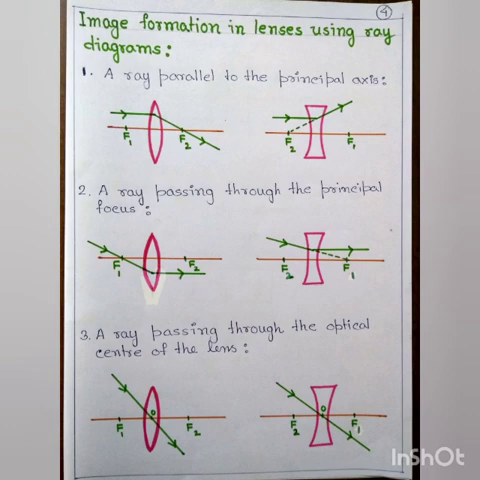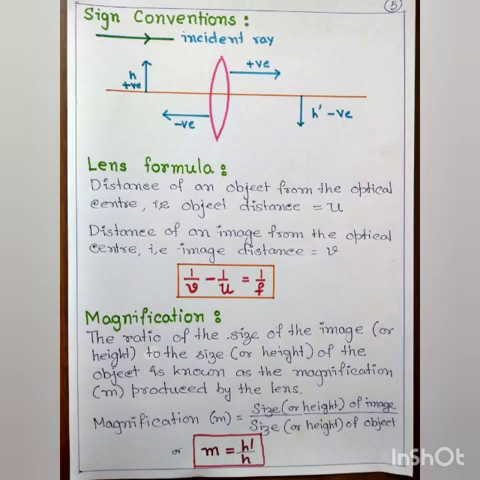Next, the third situation, if a ray is passing through the optical center, what will happen? It will not change its path. Means it will travel along its direction only. It will not change its path. Clear? Next, we will discuss sign conventions.